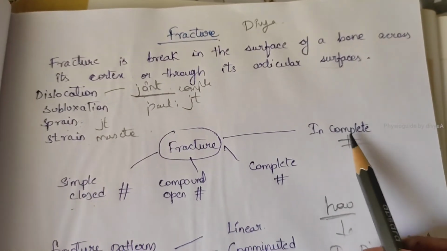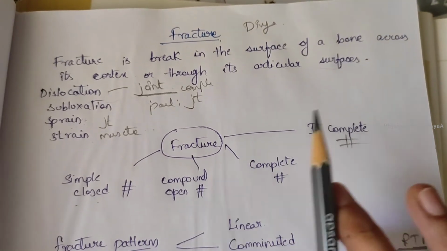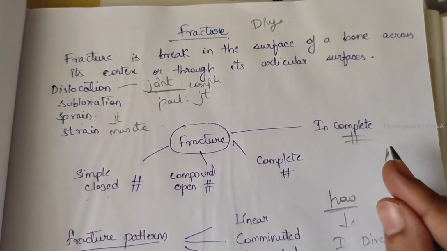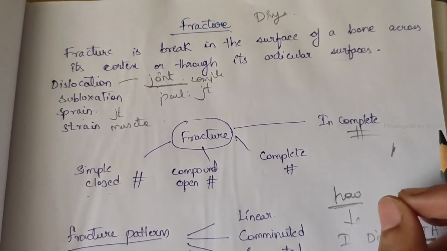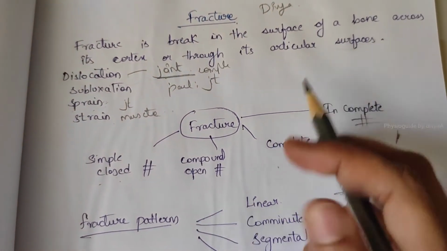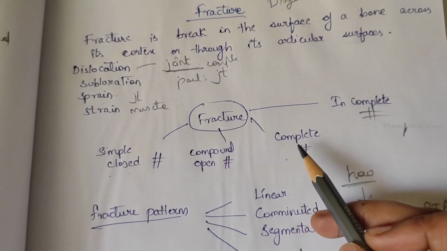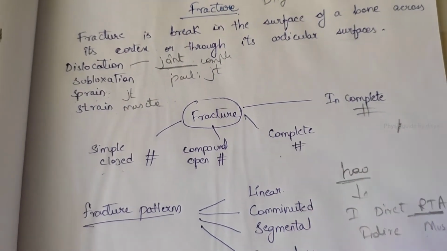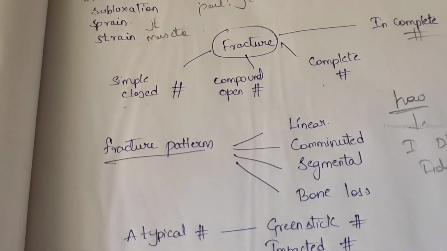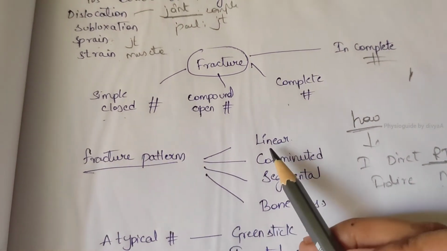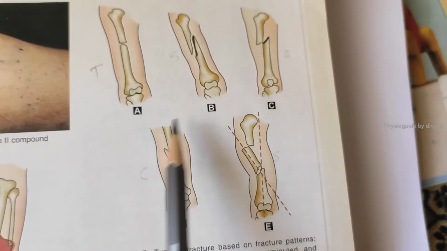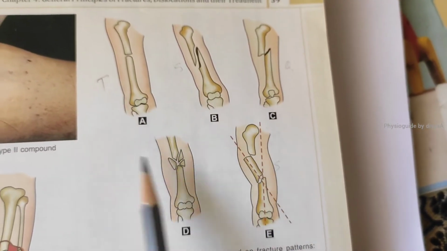Now next one, incomplete fracture means the fracture is not complete. It involves only one surface, only one cortex, the outer surface only. Complete fracture means the entire bone is fractured. A complete fracture could be undisplaced or displaced. See, like this complete fracture. This is based on the pattern of fractures. They are linear, comminuted, segmental, bone loss. These are the types of fractures based on the fracture pattern.